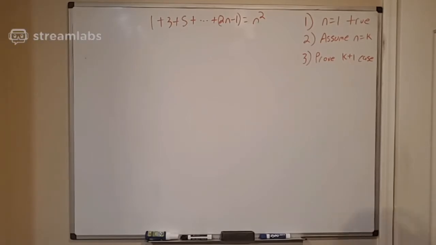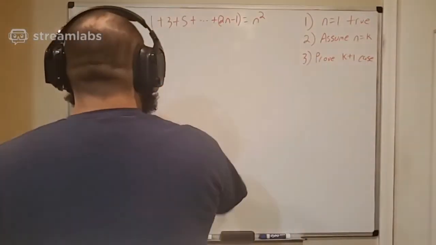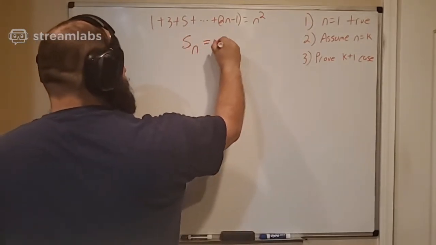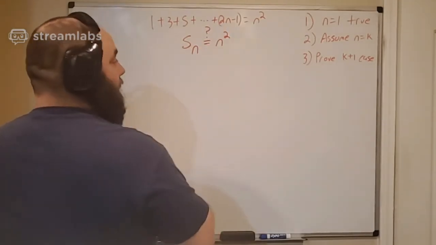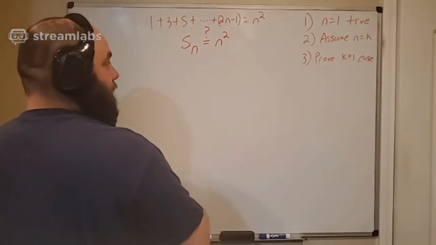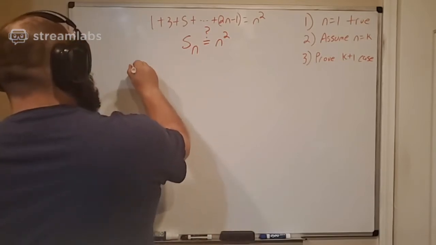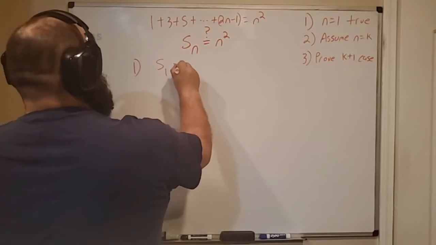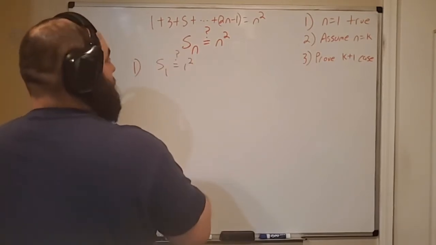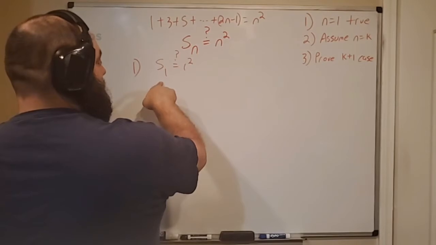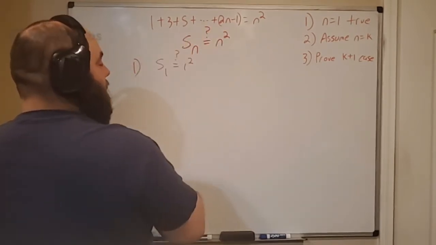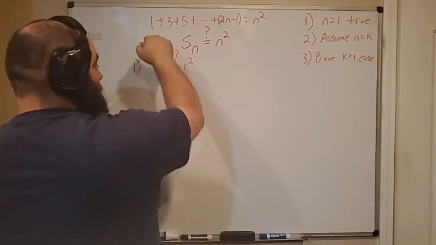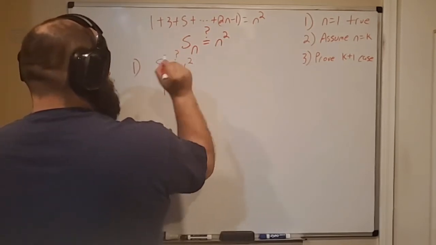Basically, the question is asking, is S sub n equal to n squared? Can we prove that using mathematical induction? So let's go for it. Step 1, show n equals 1 is true. So we're asking, does S sub 1 equal 1 squared? Well, what is S sub 1 according to our summation? Well, n equals 1 is the first case. So S sub 1, our partial sum, is 1. Does 1 equal 1? Check.